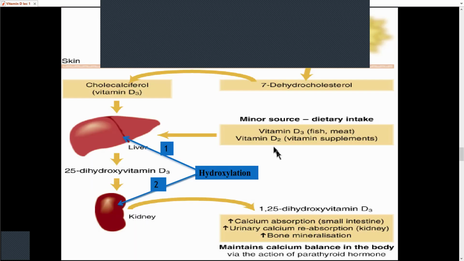This slide simply shows the sequential hydroxylation steps. First, add carbon 25 in the liver, then carbon 1 in the kidneys to produce the active form, the beautiful two-step activation pathway.